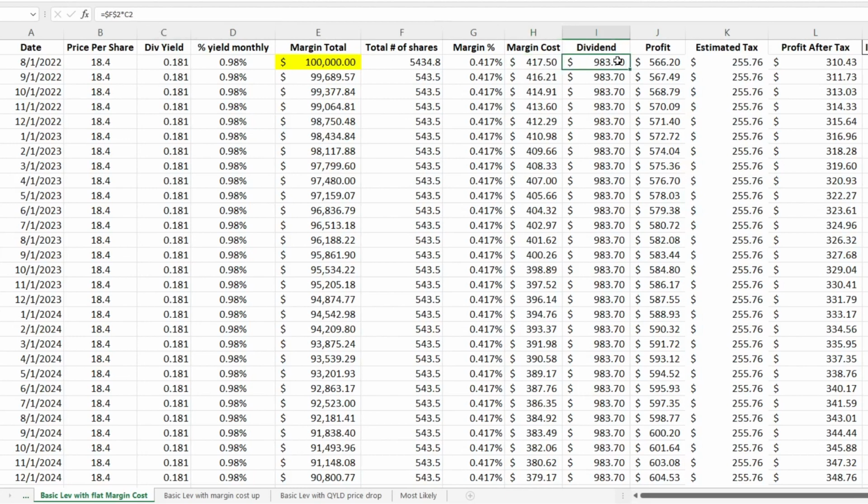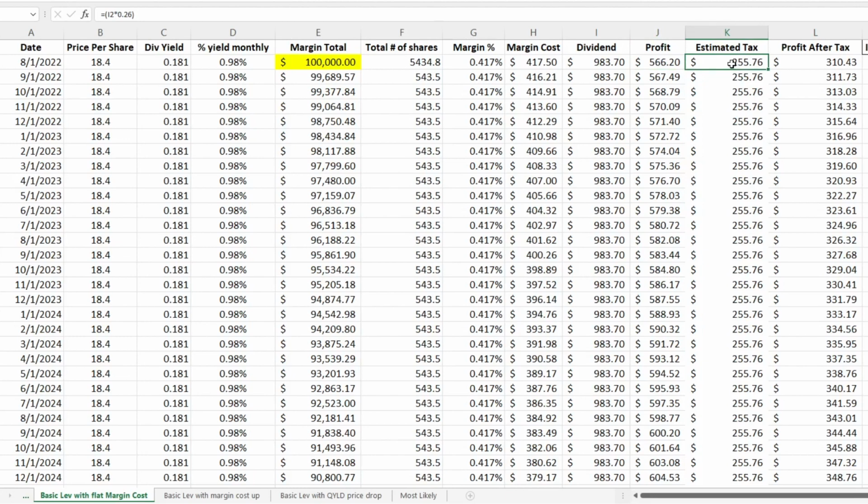Now, our dividend is going to be the amount of shares we have times the dividend. And then our profit is going to be our dividend minus the cost. Our tax, and this is going to stay flat as well, is going to be a flat 26% on our gains.